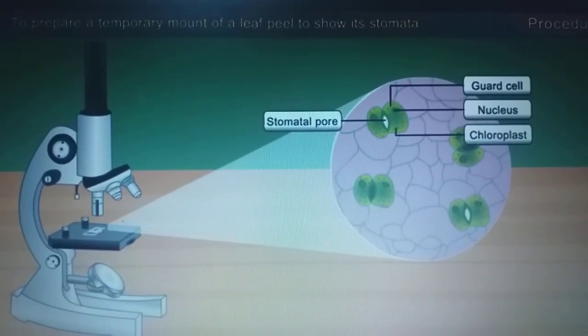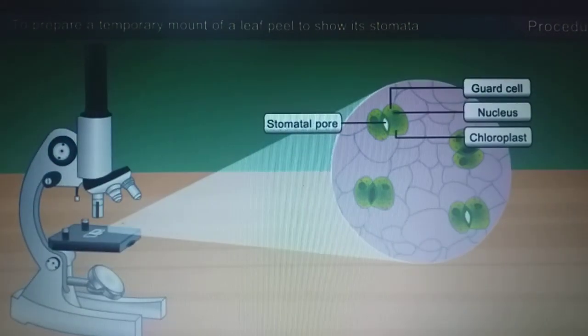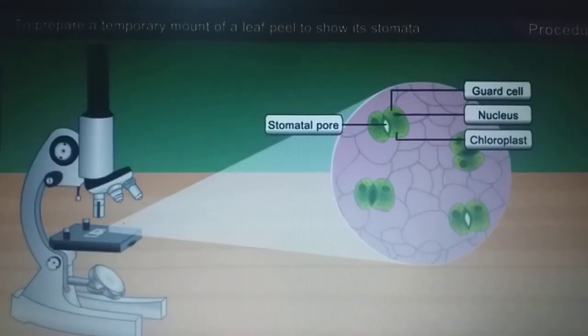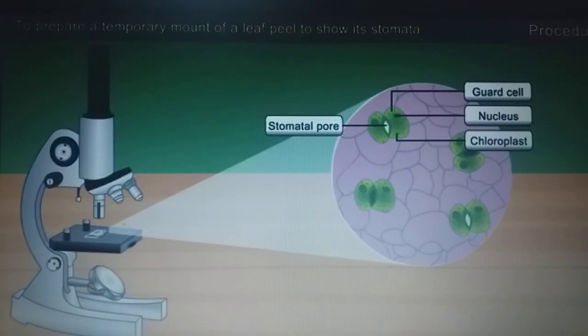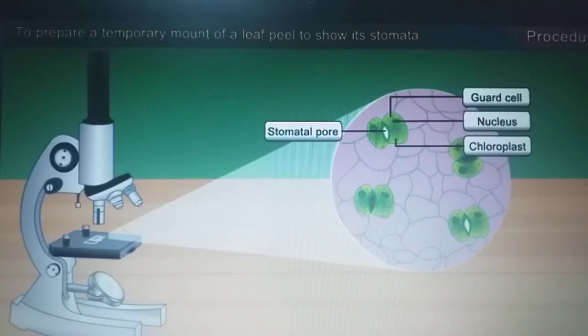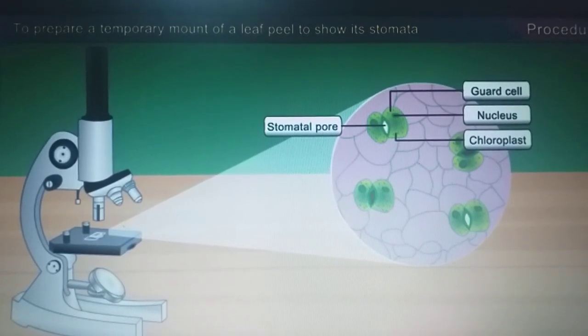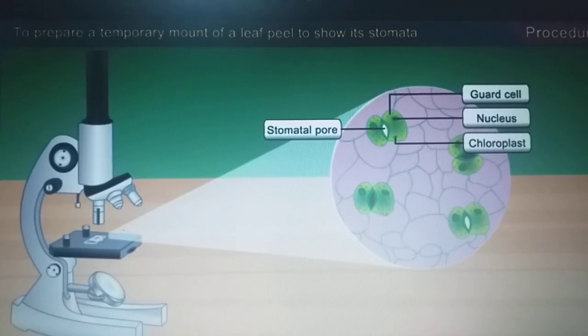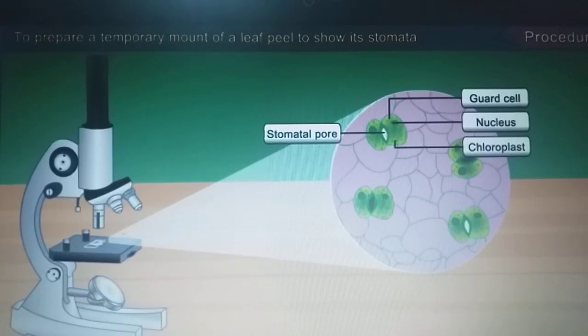Observation. The cells are closely packed together with distinct cell wall. Each stomata is guarded by a pair of bean-shaped cells called guard cells. Guard cells are rich in chloroplast. So this was the activity 6.3. I hope you have understood.